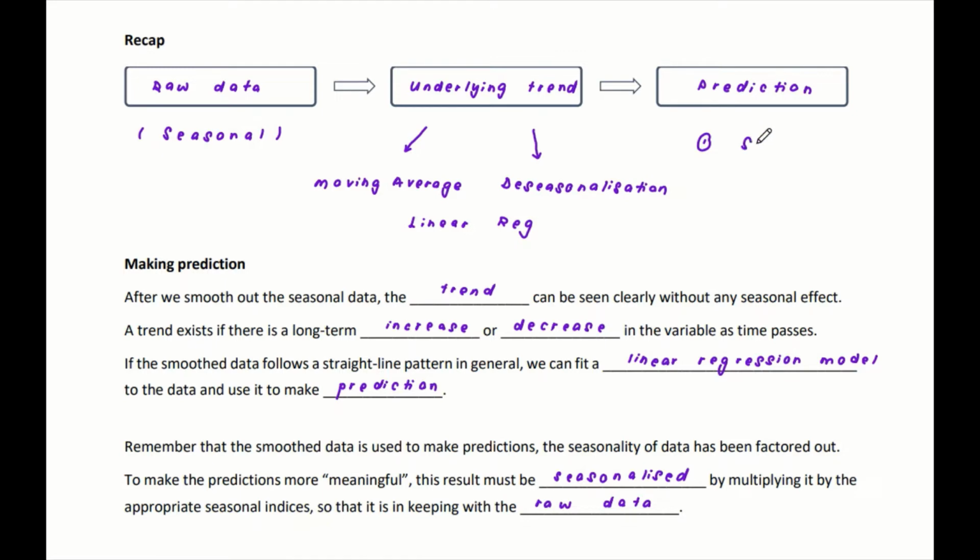First, substitute the t that we are going to find. After substitution, we get, for example, y equals mx plus c. After you substitute the x, you are able to get the y, which gives a predicted moving average or predicted deseasonalized data. The second step is to factor in the seasonal effect, which means multiply by the seasonal index. That's the idea.